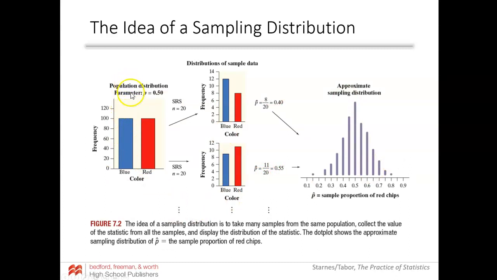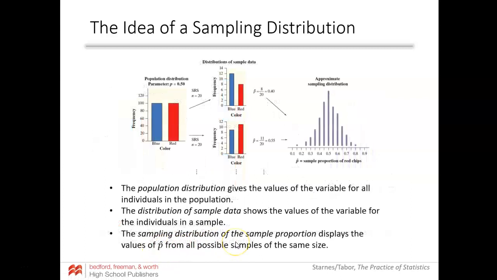This first one, a population distribution, is measuring the parameters, but maybe we have distributions of sample data. So we have one sample where we pulled 20 chips, and I might have a different sample where I pulled 20 chips, and you notice the proportions are coming out different in every sample because there is a little variability. When we put all those together, we could create a sampling distribution that gives us a better overall picture. So down here, the idea of sampling distribution is to take many samples from the same population, collect the data, the value of the statistics from the samples, and display them on a distribution. The dot plot shows an approximate sampling distribution of p-hat for that red chip problem.